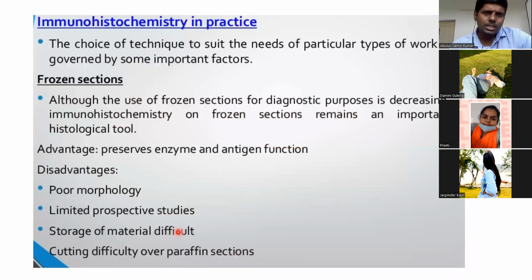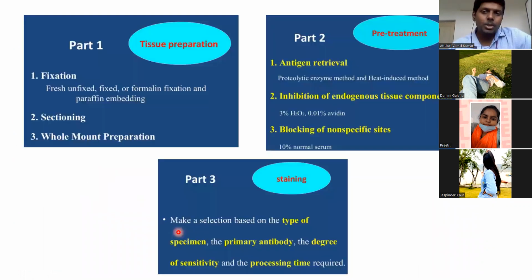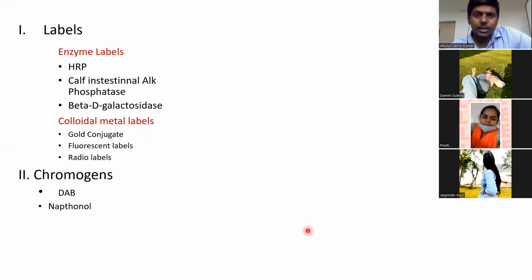Then we also discussed the basic steps in immunohistochemistry. The basic steps include tissue preparation, pre-treatment and staining. Tissue preparation includes fixation, pre-treatment includes antigen retrieval, blocking of endogenous enzymes and blocking of non-specific sites. Then in the staining, we have various types of staining protocols, like enzymatic staining, which we will see.